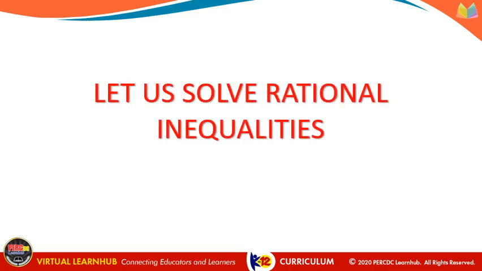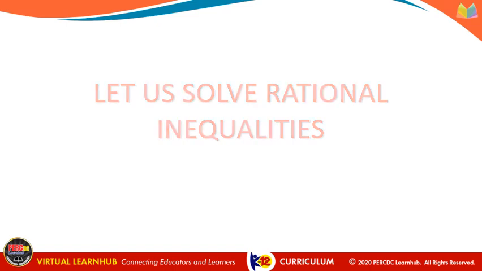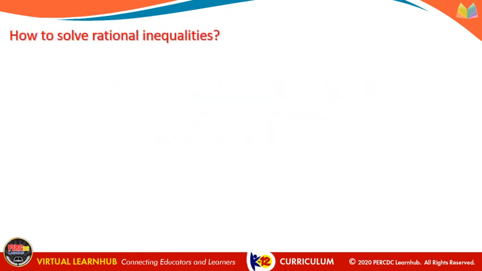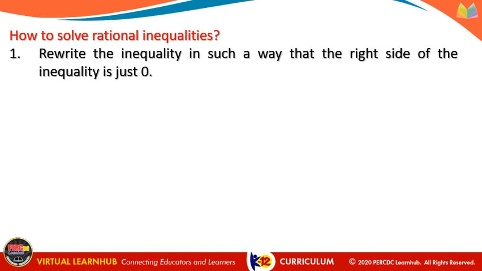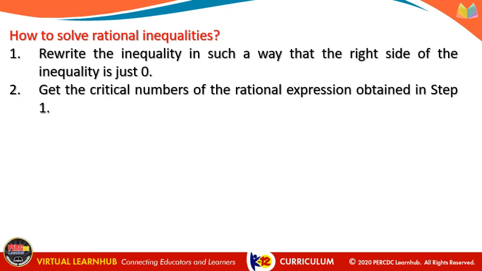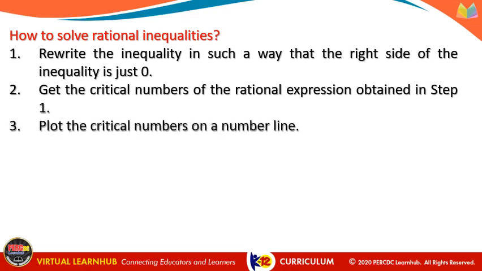Alright, we are now ready to go to our process. Let us now learn how to solve rational inequalities. Now, how to solve rational inequalities? Step 1. Rewrite the inequality in such a way that the right side of the inequality is just 0. Step 2. Get the critical numbers of the rational expression obtained in step 1. Step 3. Plot the critical numbers on a number line.